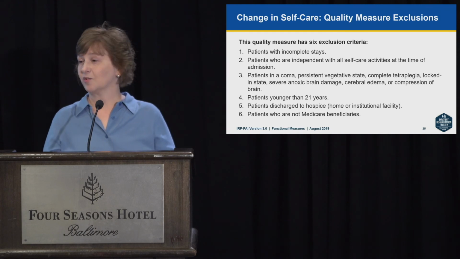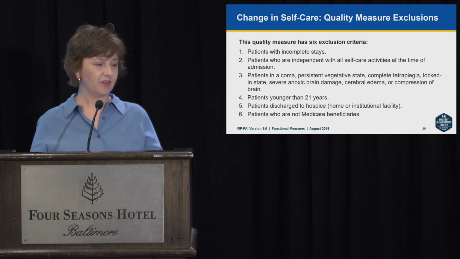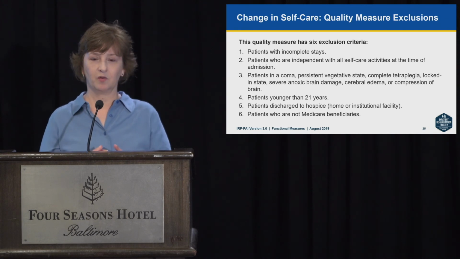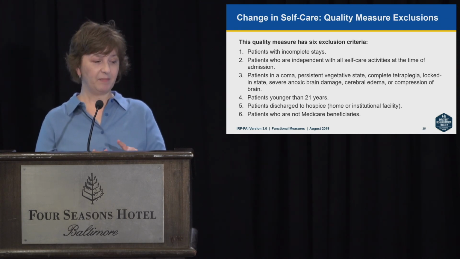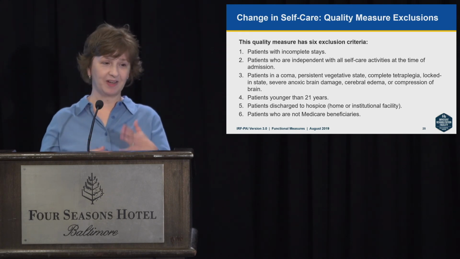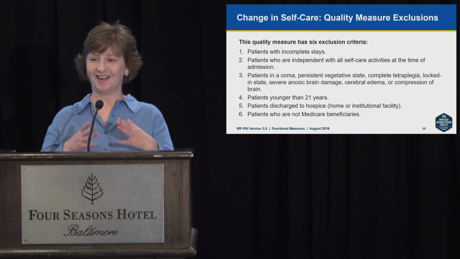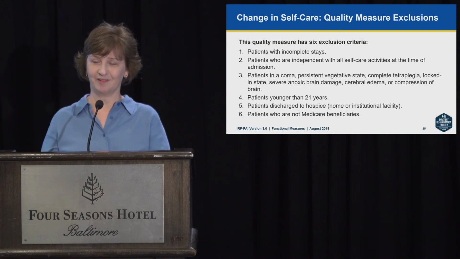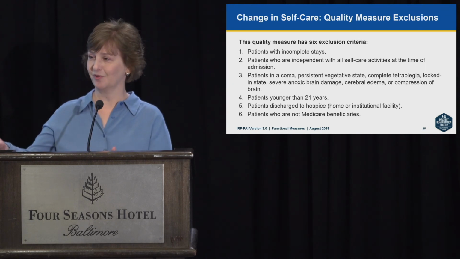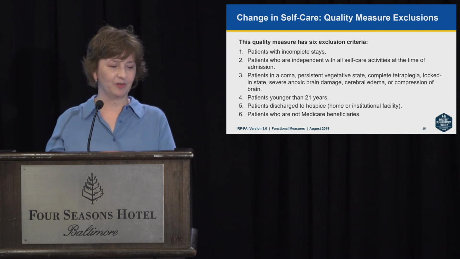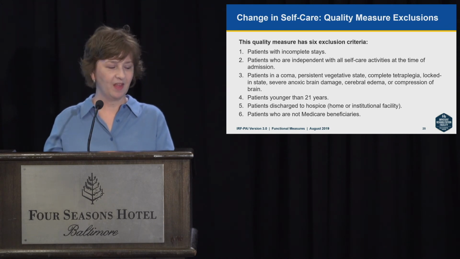I mentioned that there are some exclusions. For this particular measure, there are 6 exclusion criteria. First of all, the incomplete stays. We talked about that a little bit. Patients who are independent on admission: mathematically, if somebody's admitted and they're coded independent on every activity for self-care on admission, there's no room for improvement. So those individuals are excluded, but that's obviously rare.